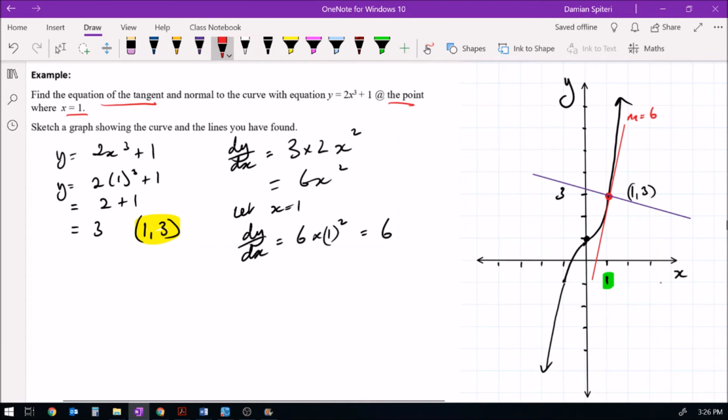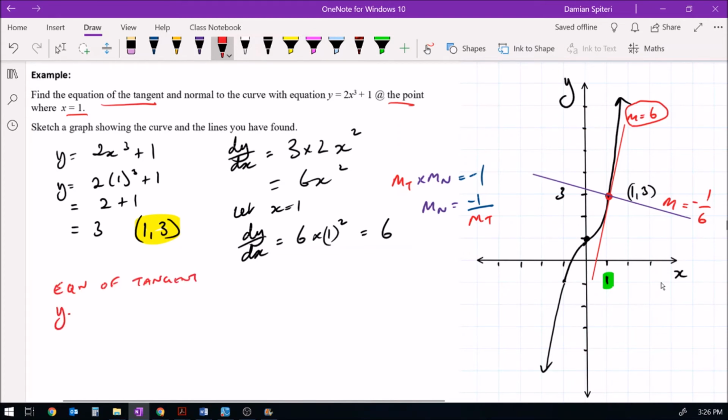Now, knowing that the gradient of the tangent times the gradient of the normal equals minus 1 means that the gradient of the normal is equal to minus 1 divided by the gradient of the tangent. So it's the negative reciprocal. So if this is 6, then this one is minus 1 on 6. Alright, so let's create our equations now.